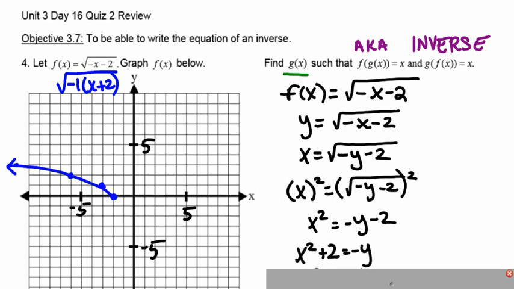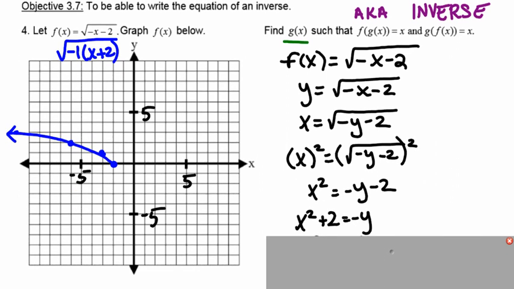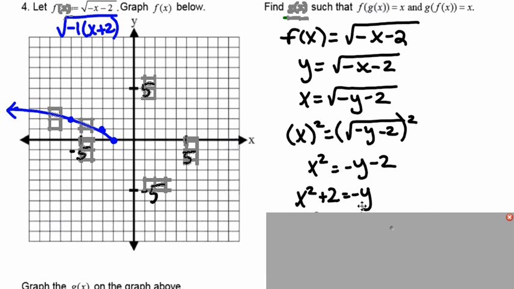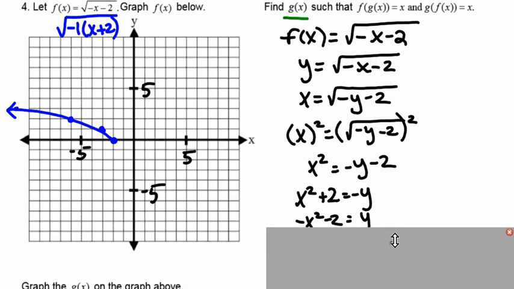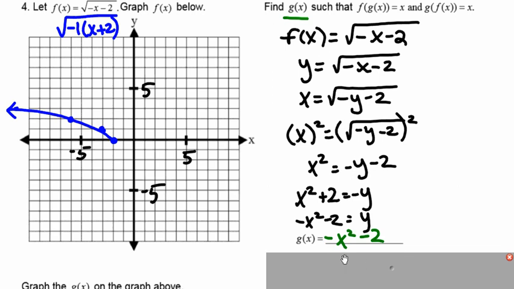Closer to getting y alone, but not quite. Just as negative 1y, you are multiplying by negative 1. To undo that, you have to divide every single piece by negative 1. That will give us a negative x squared minus 2 equals y. The goal again was to get y, the output alone, which we did. So we found the inverse g, which is defined as the opposite of x squared minus 2.